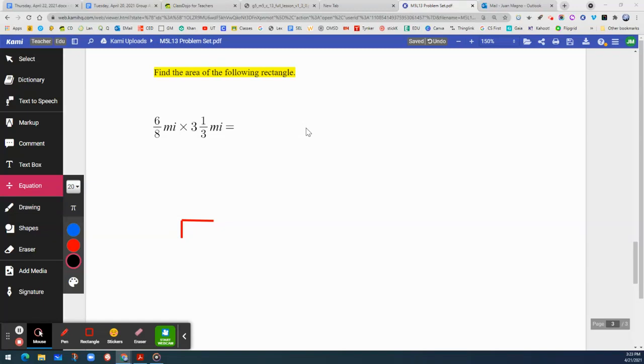Mr. Magno is bringing you another demonstration of how to find the area of a rectangle. We have two dimensions, 6/8 miles times 3 1/3 miles. The first factor is a fraction, and the second factor is a mixed number. So we have to convert the mixed number into an improper fraction, so it will be easier to multiply a fraction times a fraction. So here's the method.